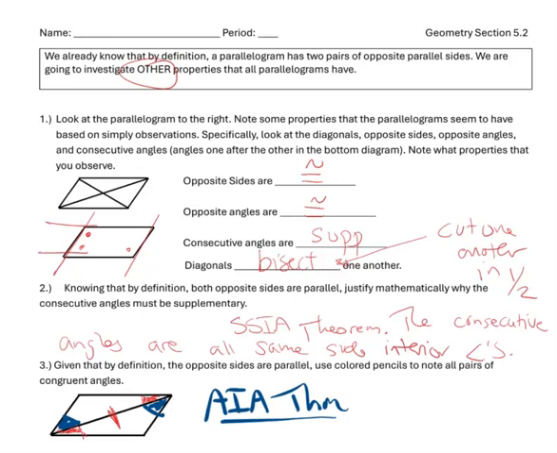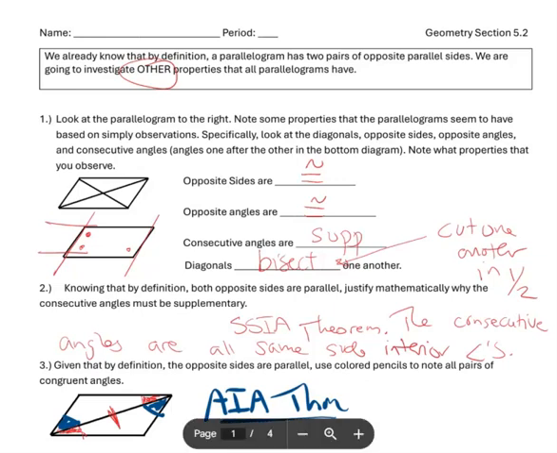So it says look at the parallelogram to the right. Note some properties that the parallelogram seems to have based on simply observations. Specifically, look at the diagonals, opposite sides, opposite angles, and consecutive angles, angles that are one after the other in the bottom diagram. Note what properties that you observe.